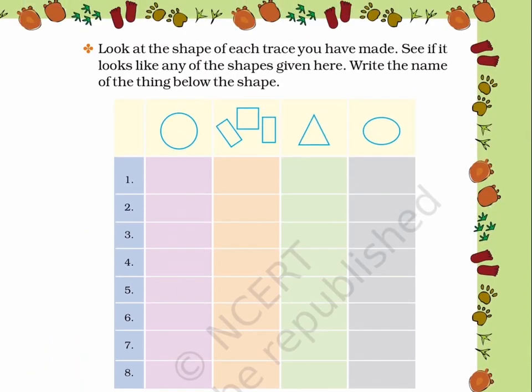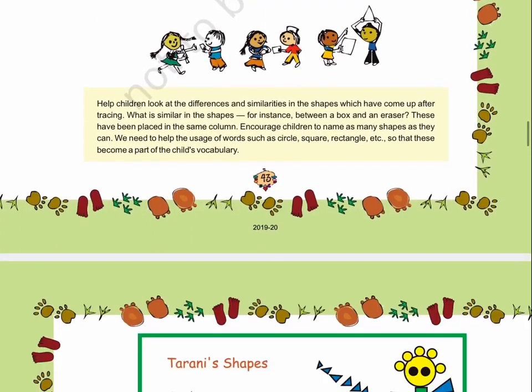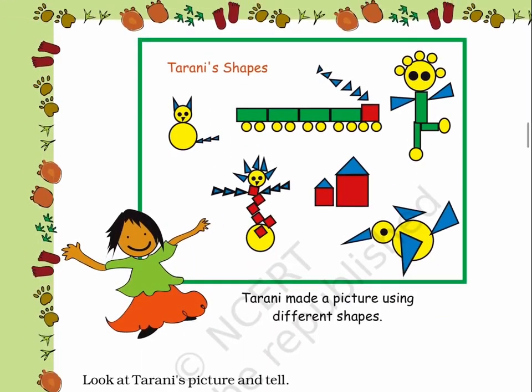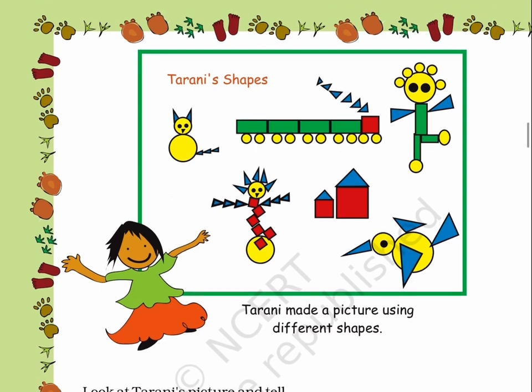Page 44. Tarani's shapes. This page has a picture of various things made by Tarani using circles, triangles, rectangles and squares. Tarani made a cat with 4 circles and 6 triangles. Tarani made a train with 10 circles, 6 triangles, 4 rectangles and 1 square.